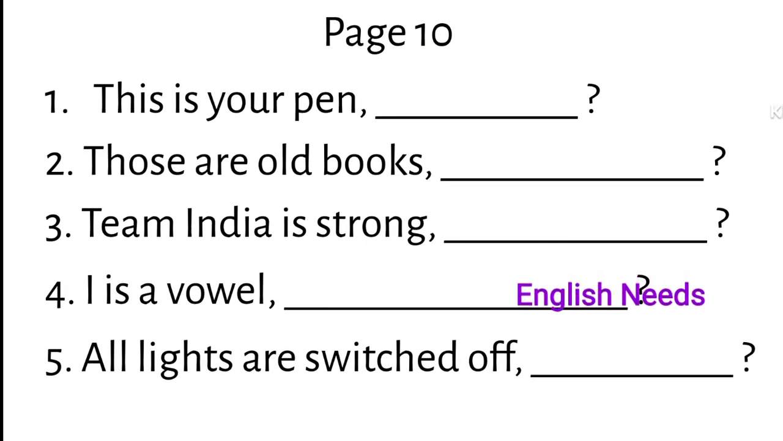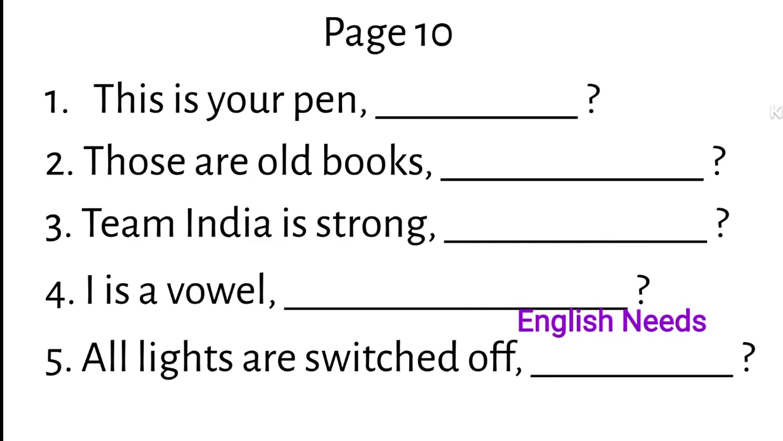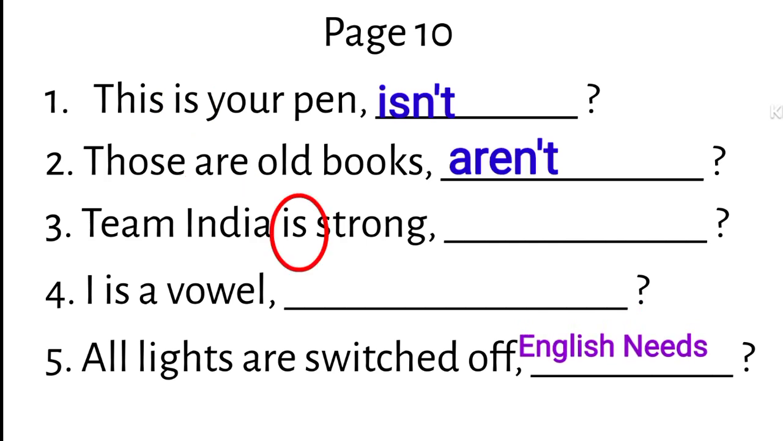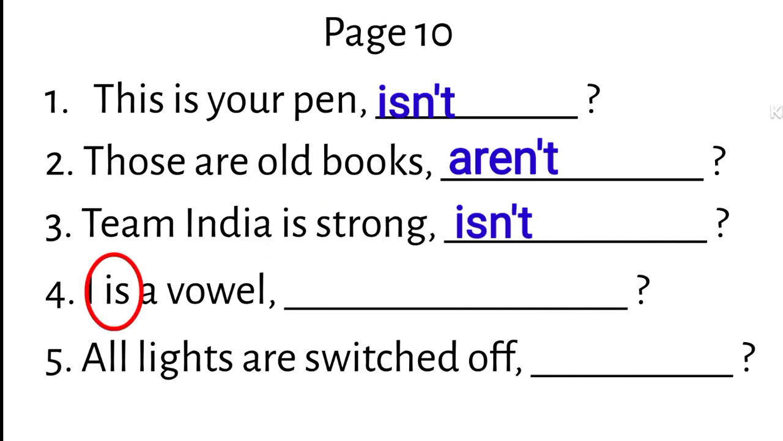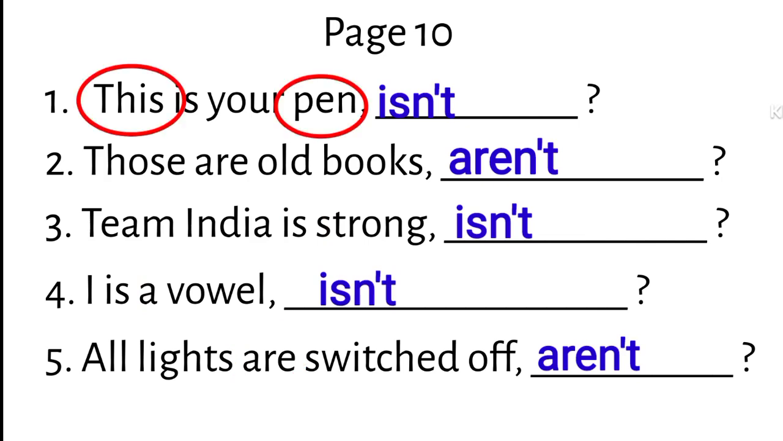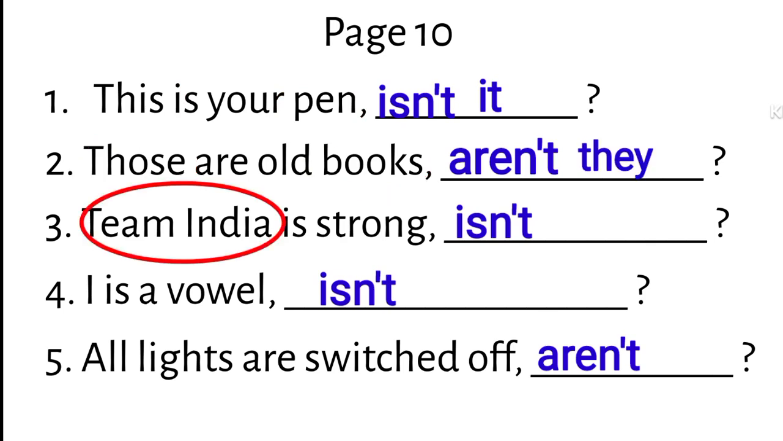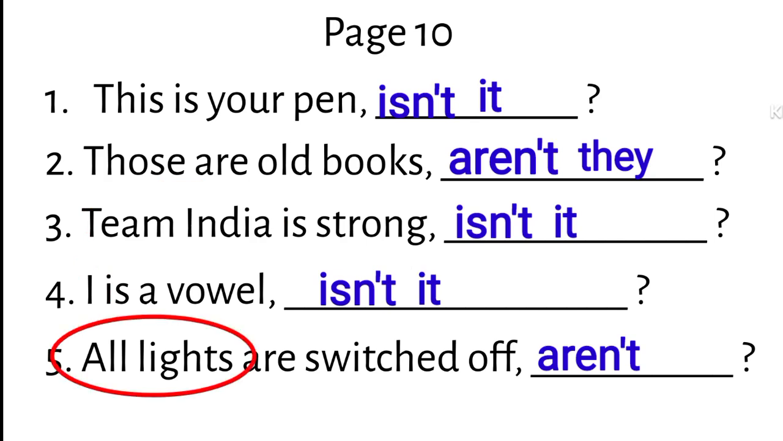In this page, all are positive sentences and all of them have auxiliary verbs in them. Is will become isn't, are will become ain't, is will become isn't, again is will become isn't, and lastly are will become ain't. This pen, it is singular, so use it. Those books, plural, so use they. Team India is singular, so use it. I is one letter, therefore use it. All lights are plural, so use they.